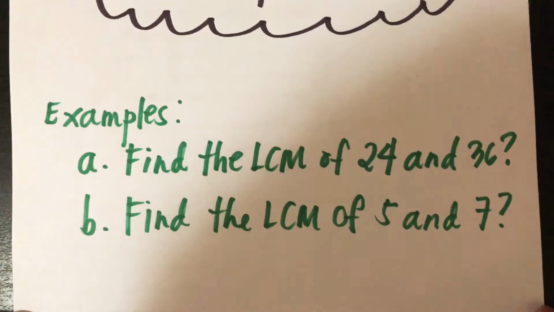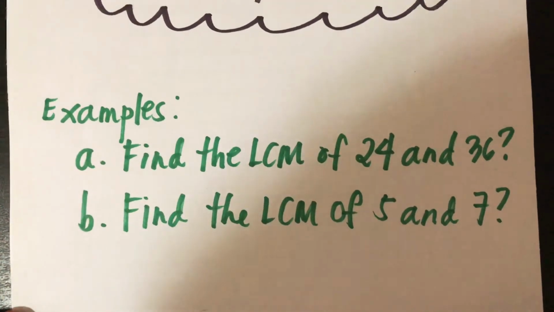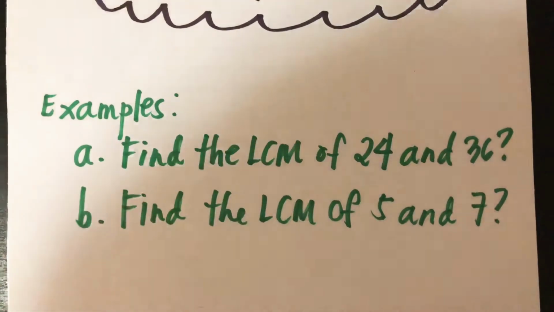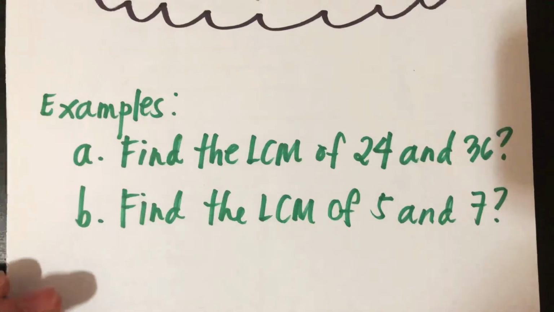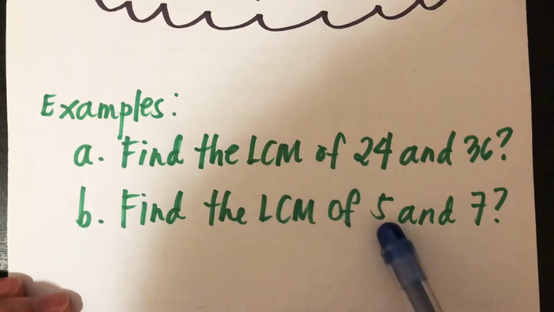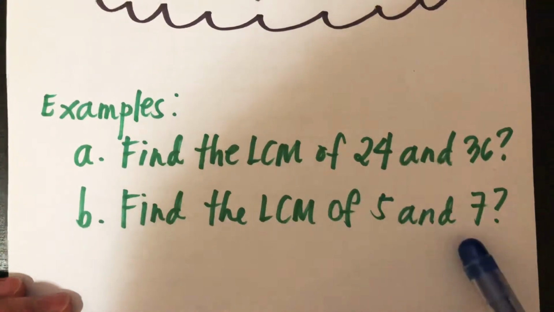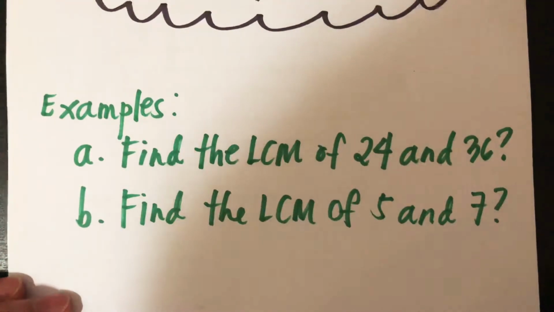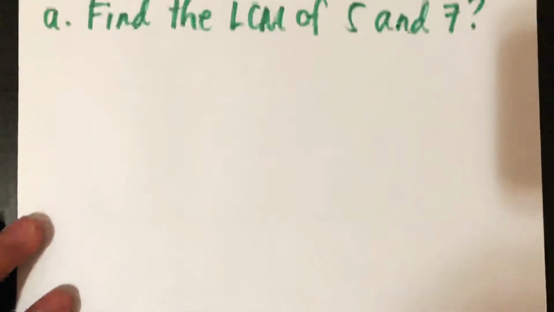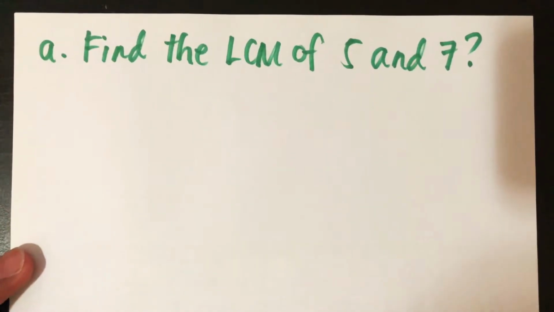So we have: find the LCM of 24 and 36. And letter B, find the LCM of 5 and 7, okay? But we will start first with this question because they are just small numbers and it's easy to do, okay? So let's start first with our first problem. Find the LCM of 5 and 7, okay?